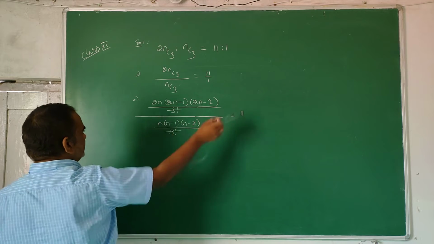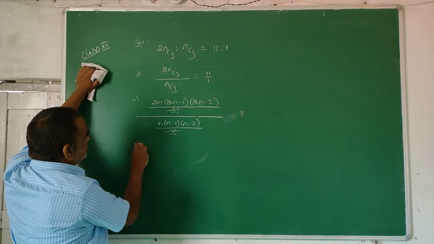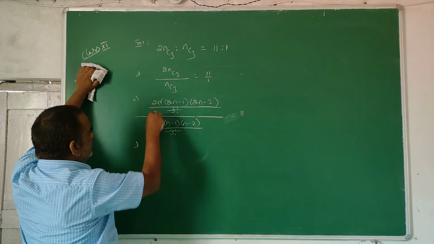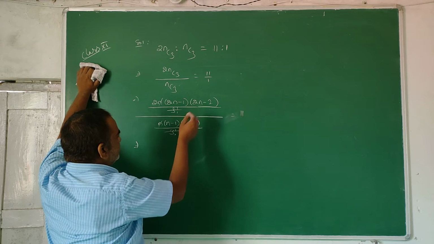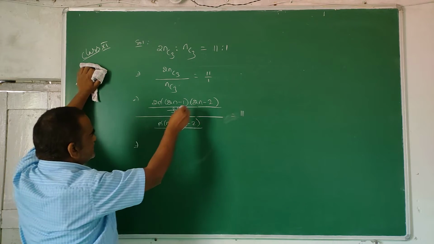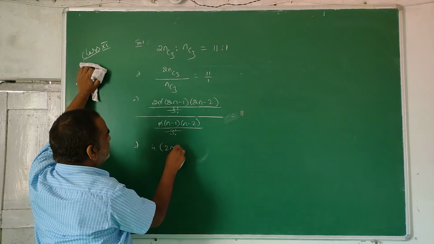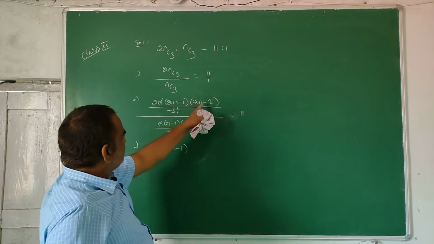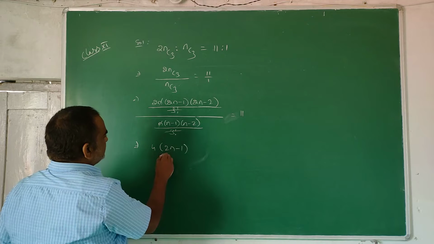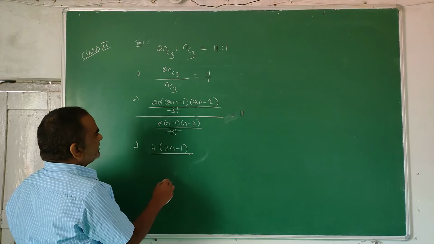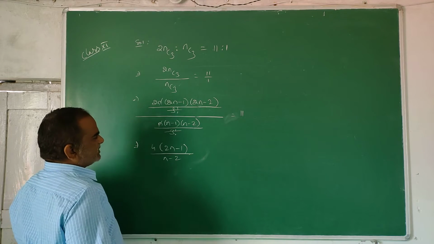Now this 3 factorial gets cancelled, right? So this n and n get cancelled. And here if you take 2 common, that n minus 1 gets cancelled. Then 2 common, 2 2s are 4, 4 into 2n minus 1. So after taking 2 common, n minus 1 gets cancelled. Now what is left over? 4 into 2n minus 1 by n minus 2. This is what we are left with.